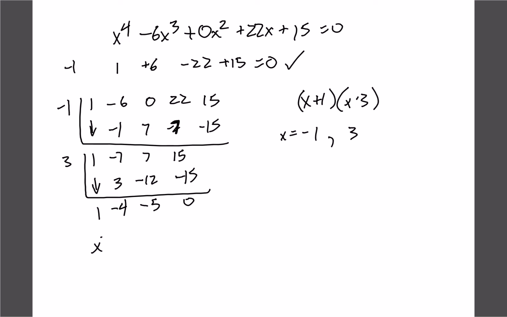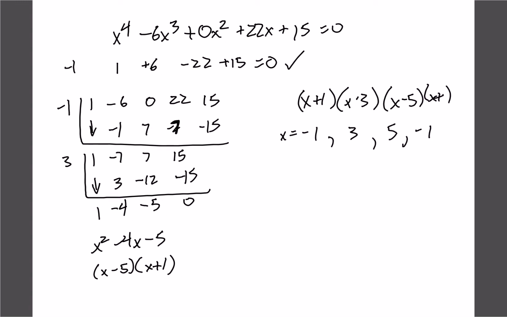And we're down to a quadratic, so let's just factor this normally. So we would have x minus 5 and x plus 1. So plus 1 did work. Or sorry, negative 1 did work, and I didn't catch it the first time, but that's okay. So we've got all of our 4 factors. So in this case, we have 5, and we have negative 1 once again. So we actually have 2 values of negative 1 and 1 value of 3 and 5.